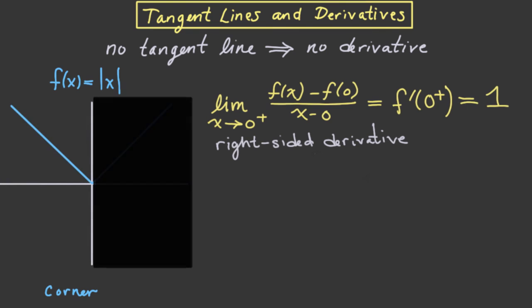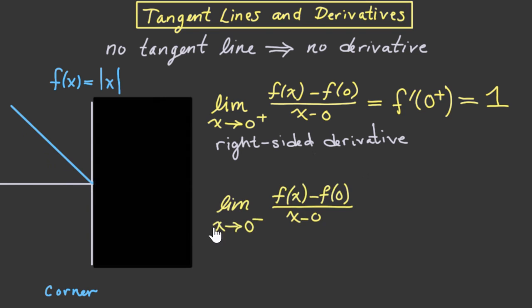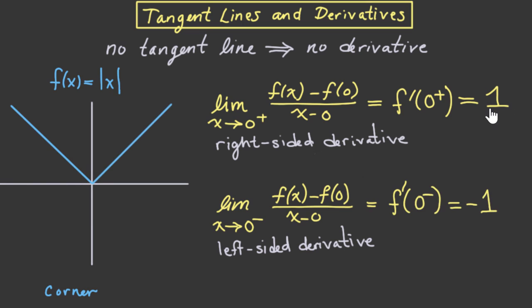Now, if instead I cover the right-hand side of this graph, I see that the graph has a limit of secant lines approaching from the left. That is, this left-sided limit gives us a left-sided derivative, which is equal to -1. While both the right and the left-sided derivatives exist, they're not equal, so the derivative does not exist at x equals 0.